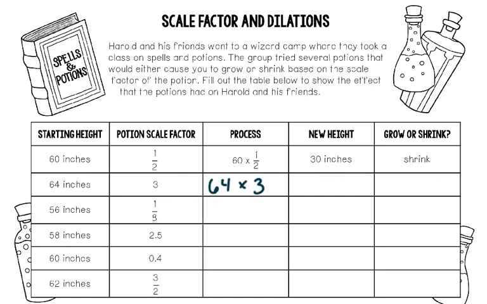Here's another example with a different potion. If you started out at 64 inches and the potion scale factor was 3, you would do 64 times 3, which is 192 inches. Given that scale factor, did you shrink or did you grow? If you started at 64 inches and ended up 192, you definitely grew. Go ahead and take a minute to fill out the rest of the table with the new starting heights and then the new potion scale factors.